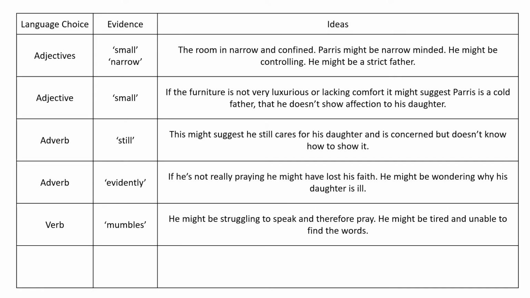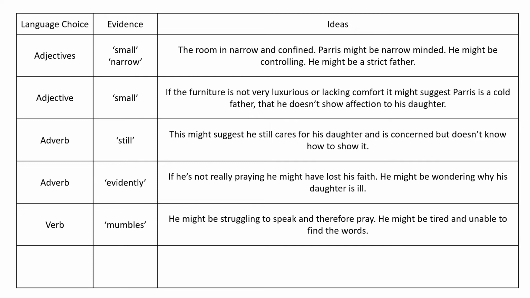Okay, and then on the second stage directions, we had the fact that Reverend Paris was mumbling when he was praying at the side of his daughter Betty. So if he's mumbling, it's not really properly speaking. So he might be struggling to speak, and therefore he's struggling to pray. It's not very good praying if you're a reverend. So he could be tired, could be unable to find the words. I've already said before, he might have lost his faith. So is he struggling to pray because he's lost his faith? Don't worry if you've got different ideas. These are just my ideas as well.